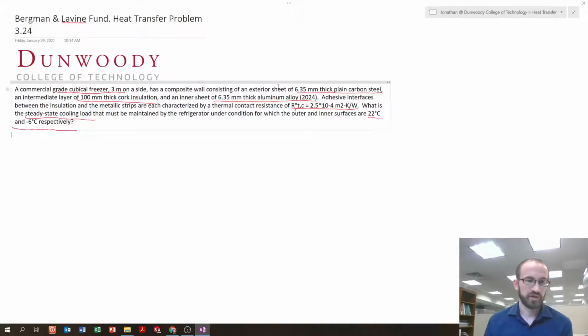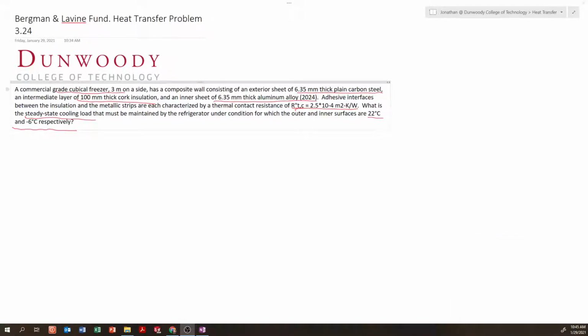So let's jump in. We'll follow the problem-solving approach laid out in the Bergman book, and we'll go from there. So I'm going to switch over just to the screen so I have enough room to write, and we'll hopefully get to the end of this together. Alright, so we've got our commercial freezer. So we need to start with our known. What do we know about this system?